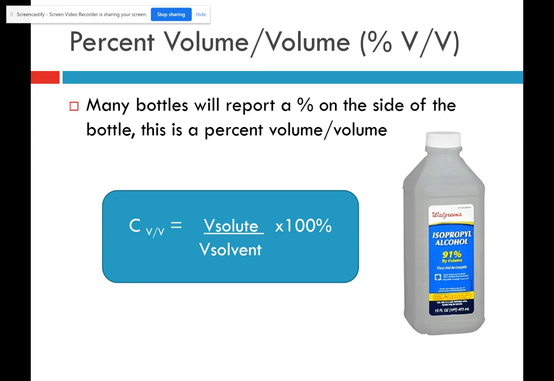So in percent volume by volume, essentially you're just looking at, in terms of a percentage instead of moles per liter, how much of the solution is made of the solute. You may see something like isopropyl alcohol or hydrogen peroxide. That's not going to be reported in moles per liter. It's going to be reported in a percent volume by volume. So in this case, it's 91% by volume, which means of this solution, 91% is the isopropyl alcohol, and the other 9% is water. Okay, so you would know the strength of the solution just based on that percentage.